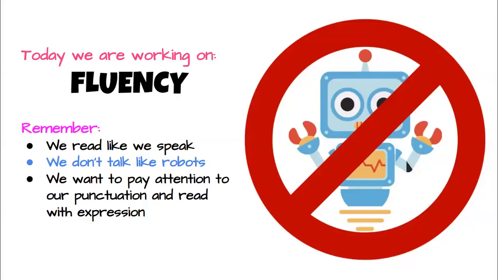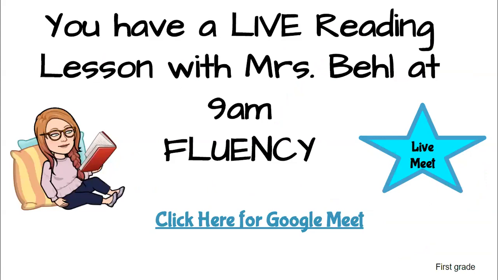Her next slide indicates the fluency objective in first grade language. We read like we speak. We don't talk like robots. We want to pay attention to our punctuation and read with expression. So now she's ready for her Google Meet. She begins by asking students to look at the cover of their book, The Costume Party, to establish context.